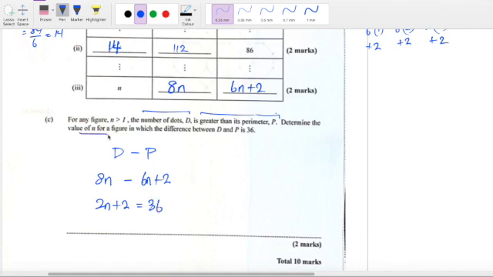So determine the value of n in which the difference is 36. Therefore n is going to be 36 minus 2 divided by 2, which is 34 divided by 2.